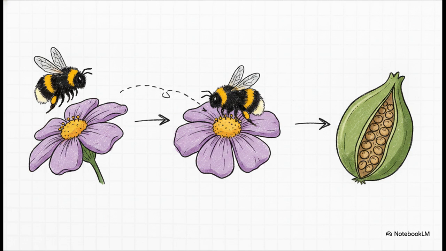Finally, the reasoning that ties the whole thing together. We know that pollen has to be transferred for a flower to reproduce. Therefore, without insects driving that pollination, the plant can't form seeds, which means it can't reproduce at all. It's a perfect example of how deeply intertwined animal behavior and plant life cycles really are.